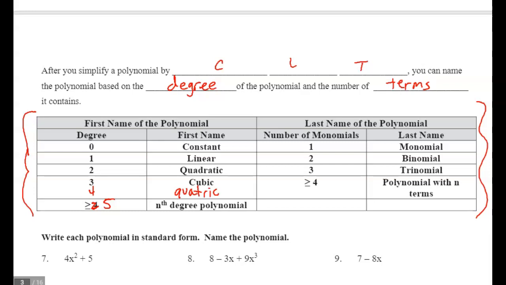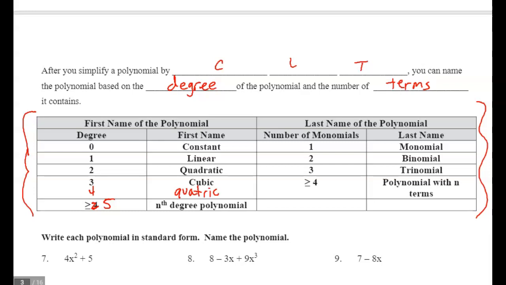And then we also name them based on the number of monomials in there, and it just goes up. It's the root word of monomial 1, binomial 2, trinomial 3. And then from 4 on, we just say a polynomial with n terms.